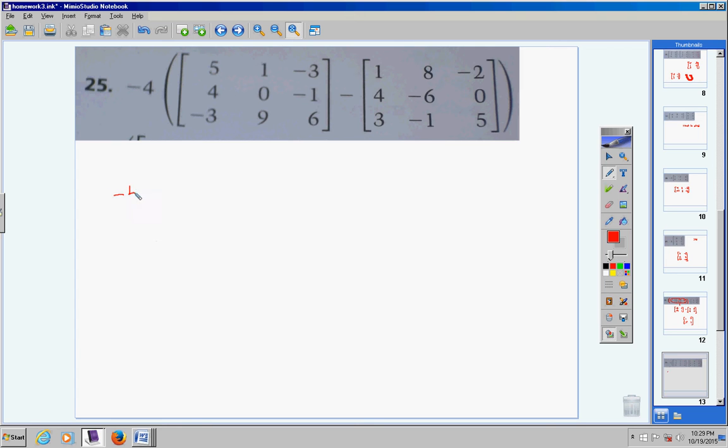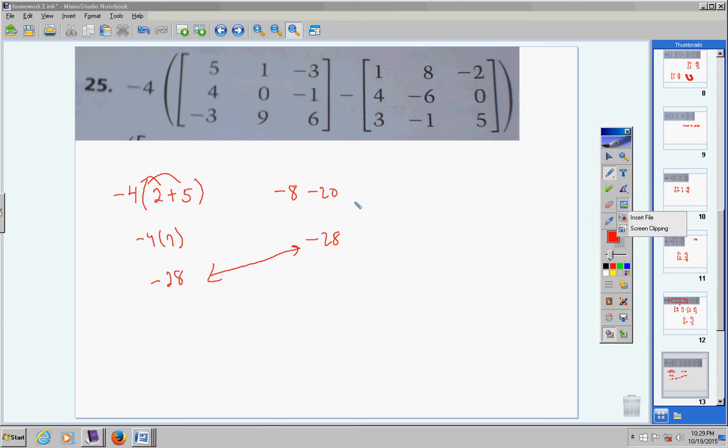Just like if you had negative 4, then parentheses, 2 plus 5. You can first add the 2 and the 5 and have negative 4 times 7. That's the best way to do it, and then multiply. Or you can take the 4 and multiply it through. Negative 4 times 2, negative 8. Negative 4 times 5, negative 20. Combine them, negative 28. Either way, you get the same answer, okay?